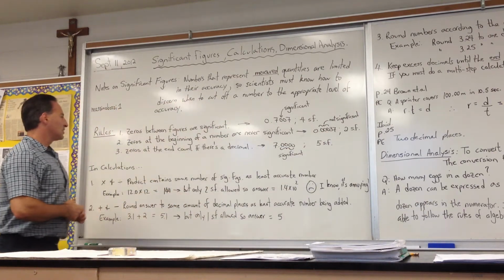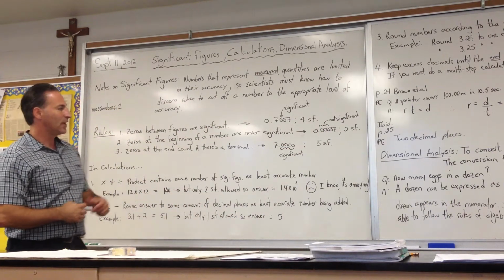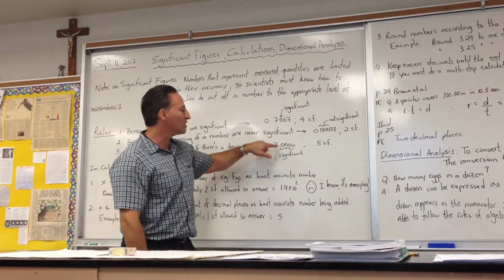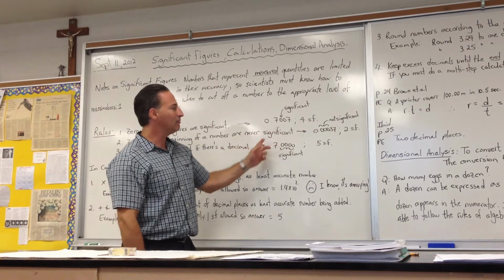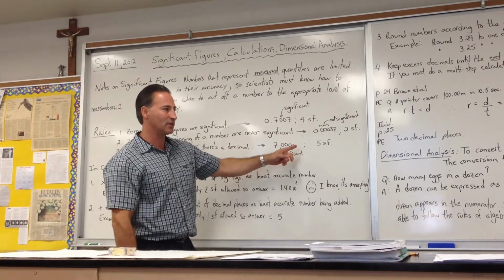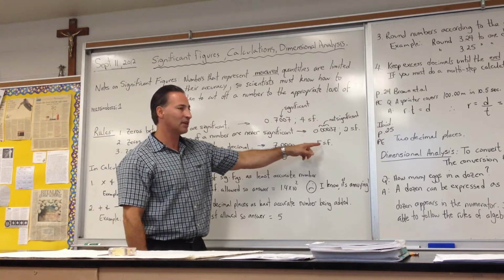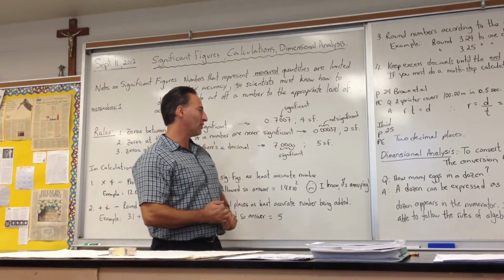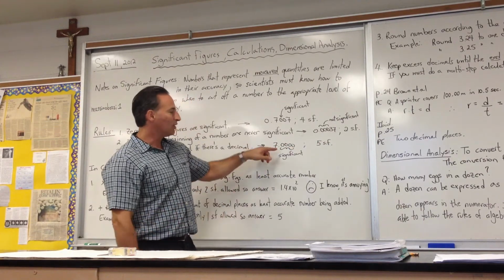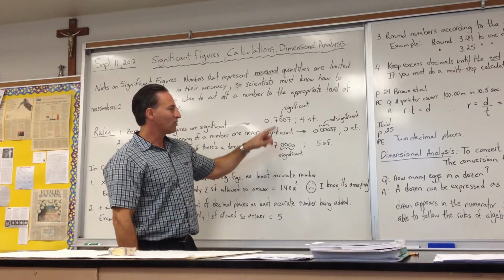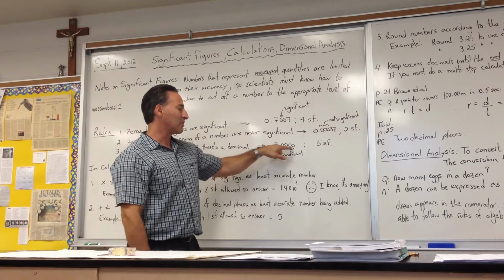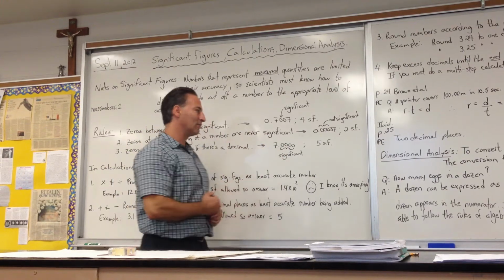The third rule is that zeros at the end count if there's a decimal. If somebody takes the trouble to write 7.0000, it means they've measured it to that level of accuracy. So that would be five significant figures. You count the number before the decimal place and the four zeros that follow. So 7.0 and 7.0000 are the same number, but the second number, the one with the extra zeros, has been measured to a higher level of accuracy.